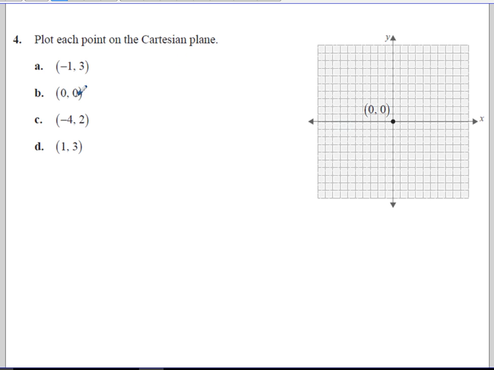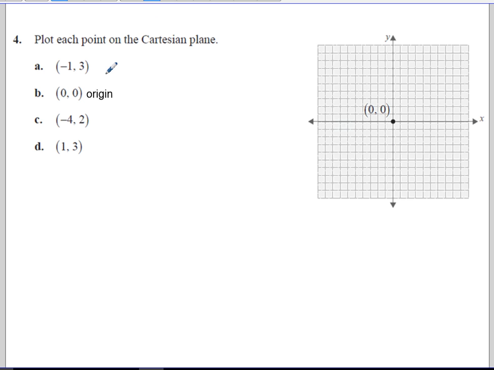Now let's practice plotting them when we are given the coordinates. Notice they already plotted B for us, 0, 0. That's where we're starting, at 0 on the x and 0 on the y. And 0, 0 is also called the origin. That's kind of the way I think of it: the origin is the start of something. So we're starting when we count from 0, 0, when we find our other points. So if they mention the origin in a problem, you know that they're giving you that 0, 0.